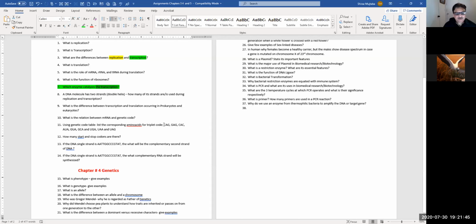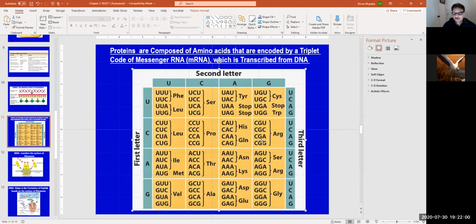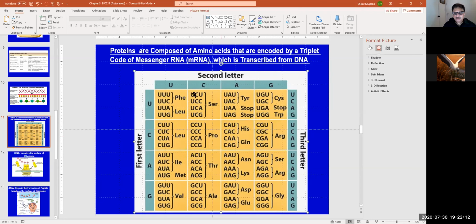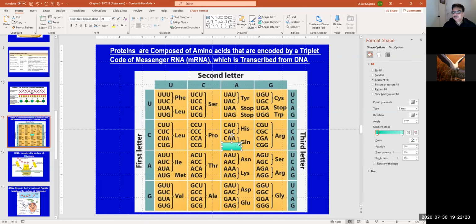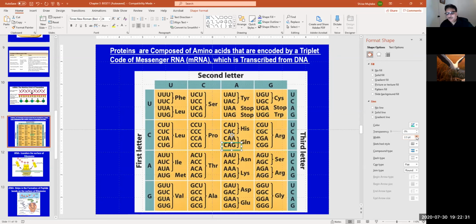So I have given here triplet codes, CAG. So CAG, which amino acid does it code for? If you go here and look for CAG, CAG is here, and this CAG codes for amino acid GLN. GLN stands for the amino acid glutamine.